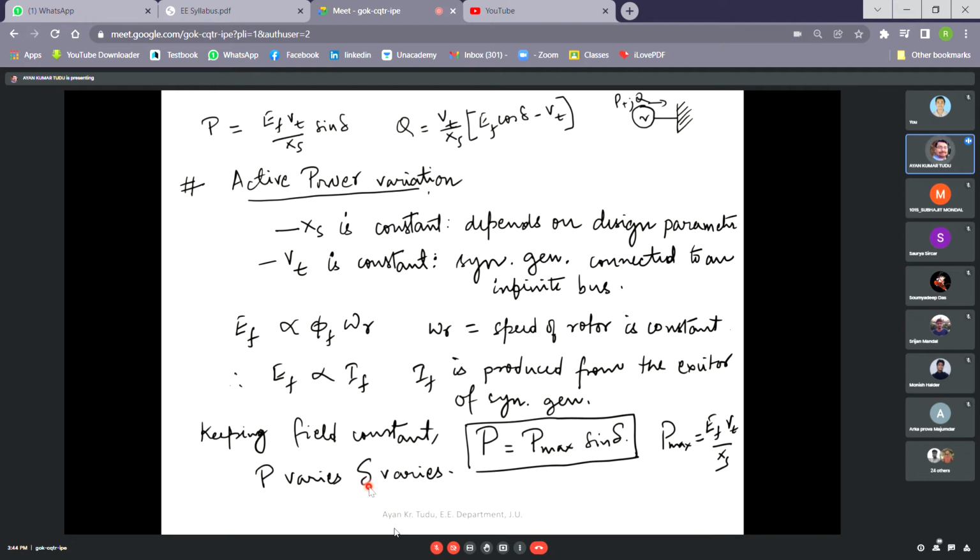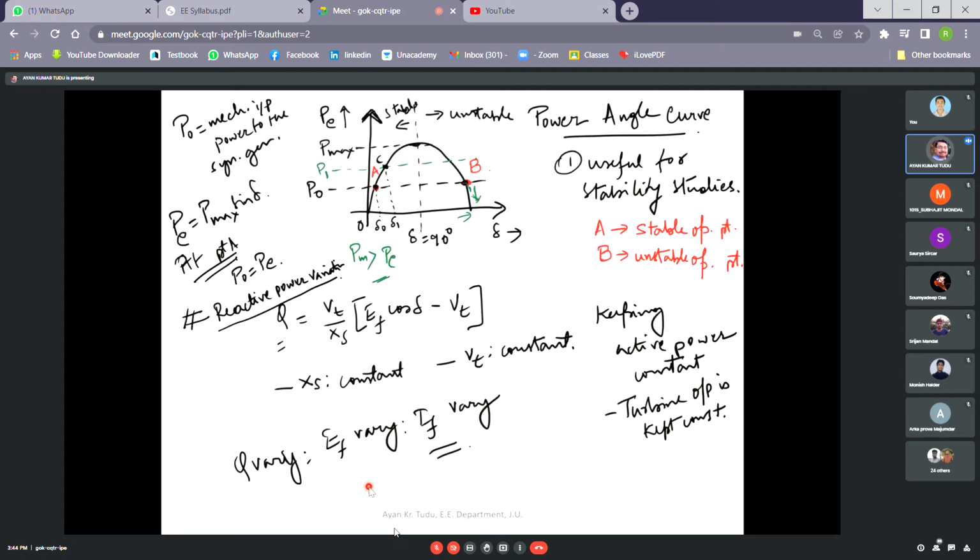We can say in this way also that if P varies, then delta also varies. So the graphical representation of P versus delta, where this P, that is PE here, means the electrical power output. The graphical representation of PE versus delta, this curve is known as our power angle curve. Please remember that this curve is actually known as our power angle curve. Why is it useful?